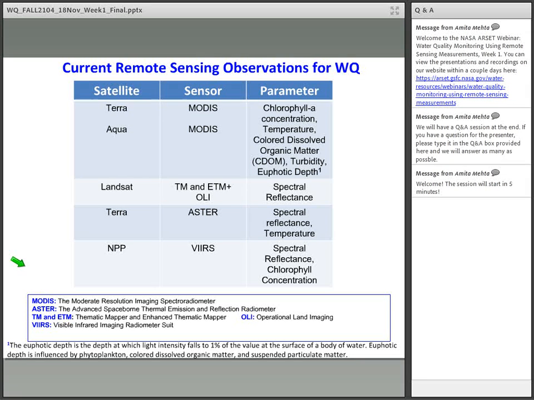So in next week's webinar, we will go through each satellite and sensor, the characteristics of each sensor, and what data are available directly from some of the NASA websites, and then we will see how spectral reflectance can be obtained and converted to water quality parameters.